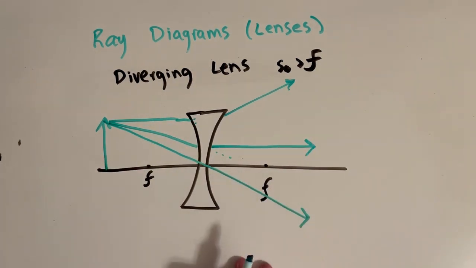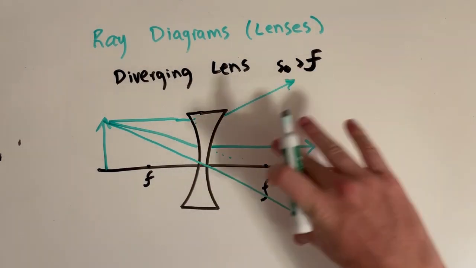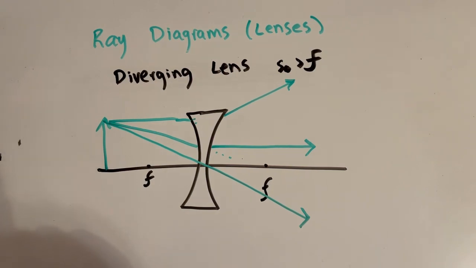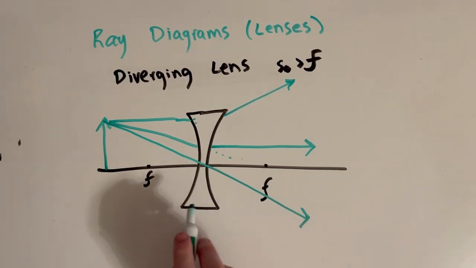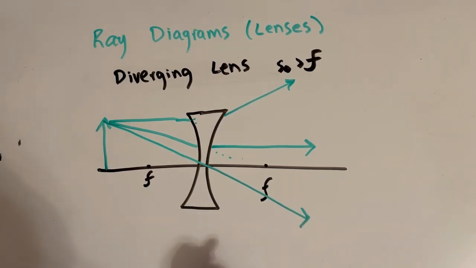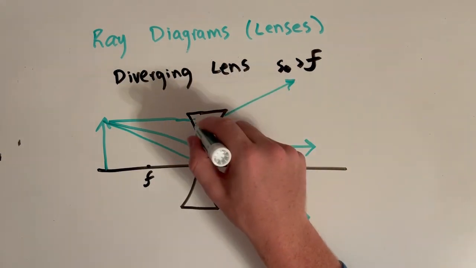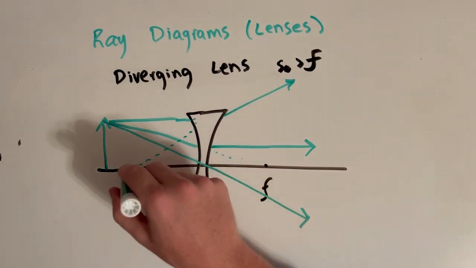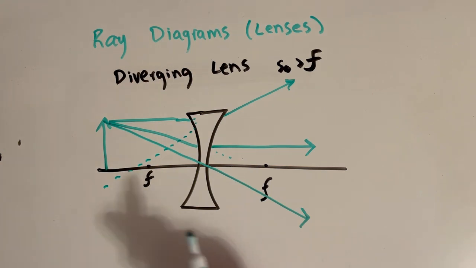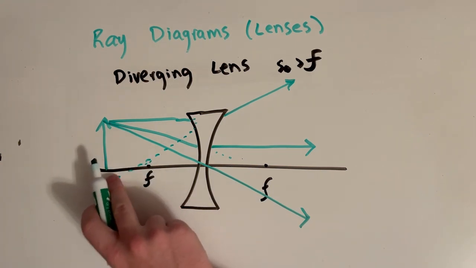Now, again, this is a diverging lens, so the rays are not going to be converging, so we're not going to have a focal point where an image will form, so we're going to have to go the opposite direction of these rays to see where it forms. So if we look at this one right here, it's going to go back in this direction. Sorry, I should hit that focal point, just like so.